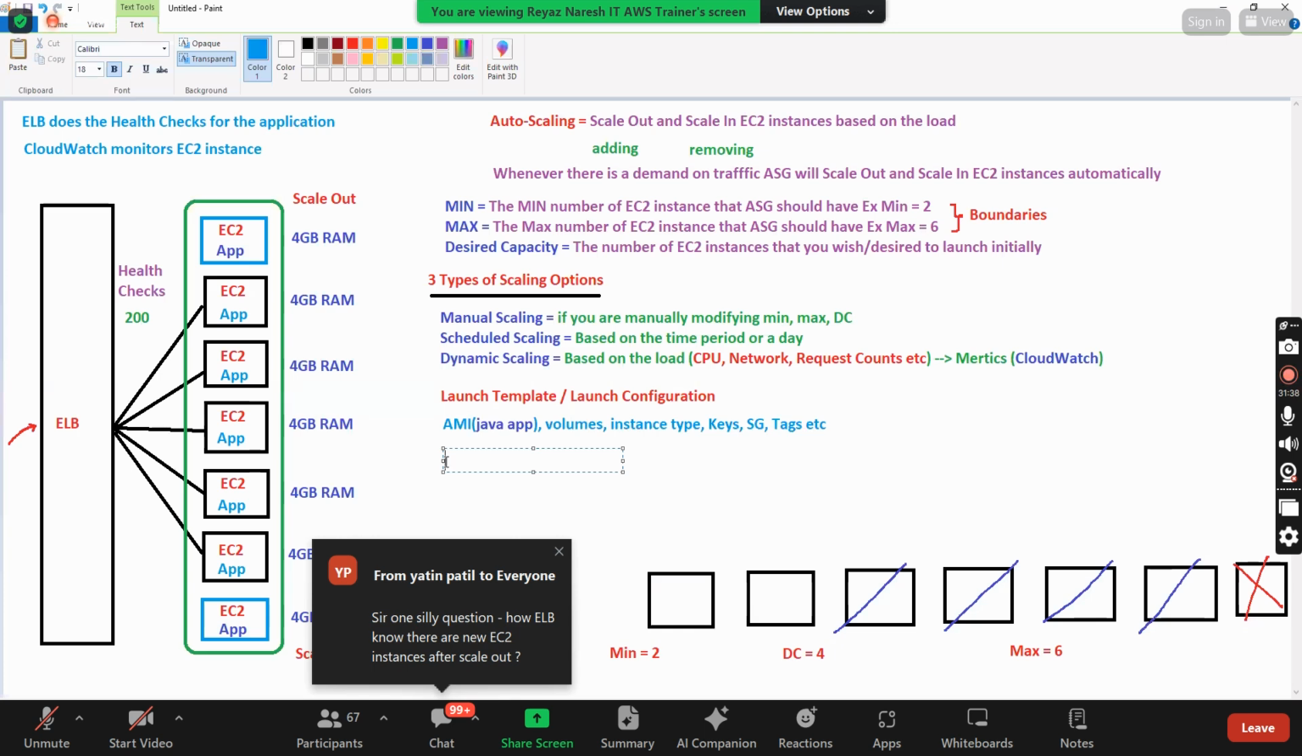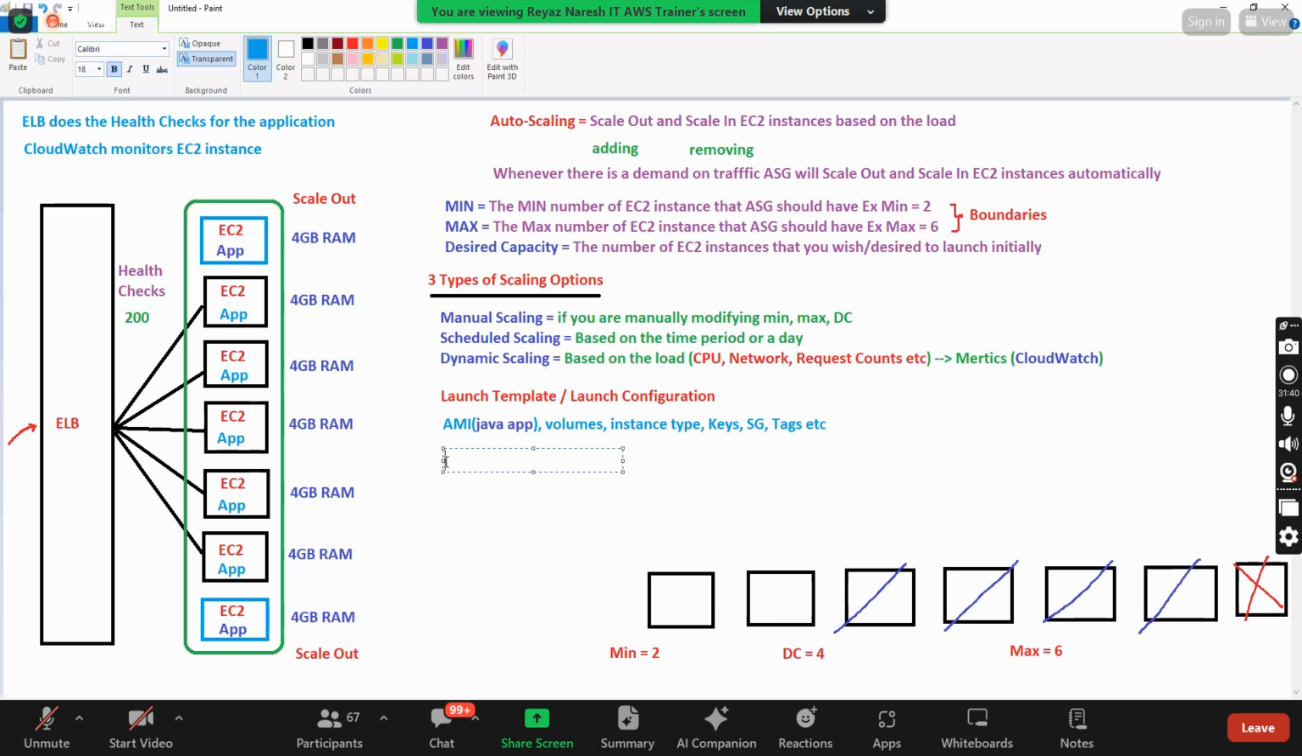One silly question: how does the ELB know there are new EC2s after scaling? Just wait, we have that topic coming.